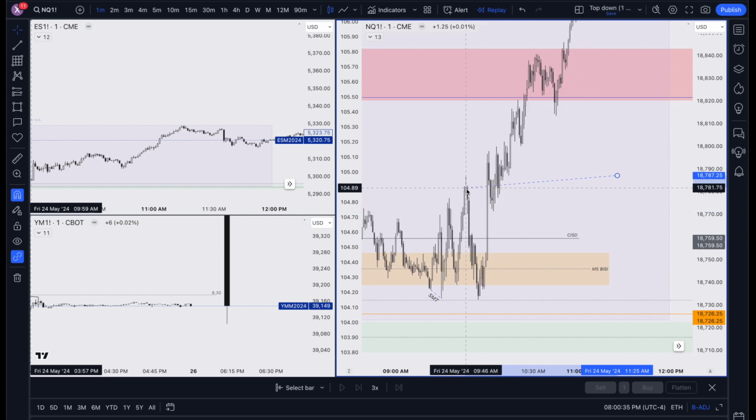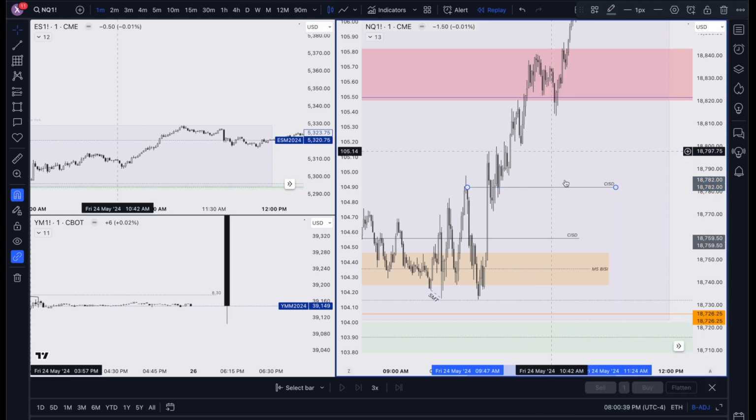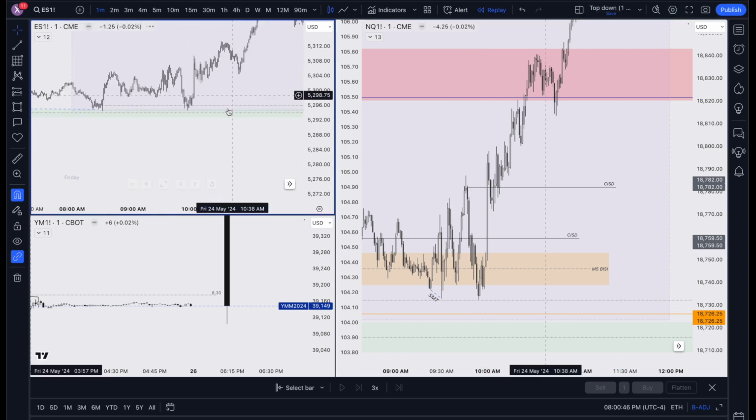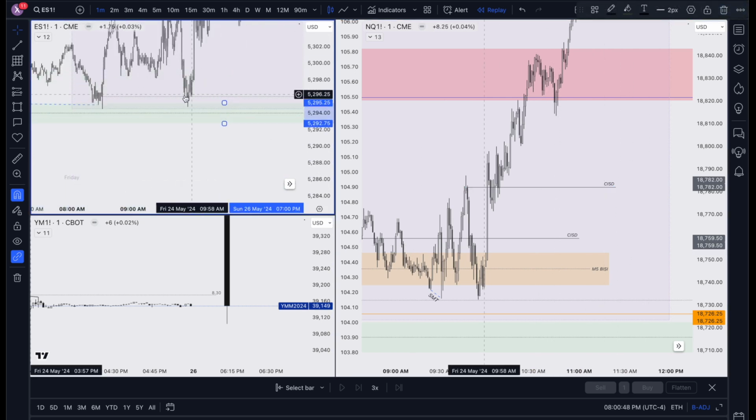Okay, nice. Right here, I have a change in the state of delivery. Again, this is a change in the state of delivery, and there's probably an SMT at this low as well. Because we changed state of delivery, it's very likely we formed SMT at the lows.